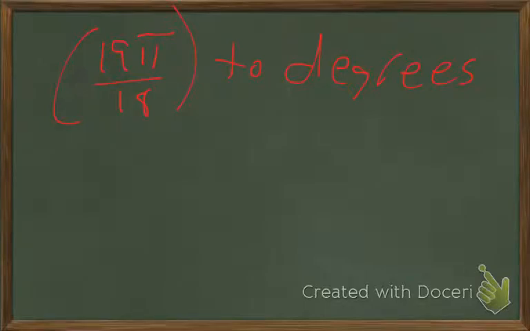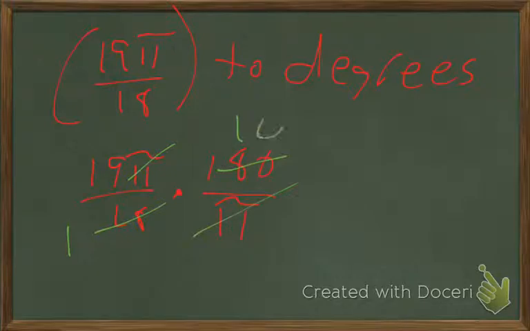Now to convert this, we need to take this 19 pi over 18 and we need to multiply it by 180 over pi. This will always take it from radians into degrees. Now if you look, the pi on the top and on the bottom cancel. 18 and 180, this becomes 1, this becomes 10. So now we have 19 times 10, which is 190 degrees. And that's how you convert 19 pi over 18 to degrees.